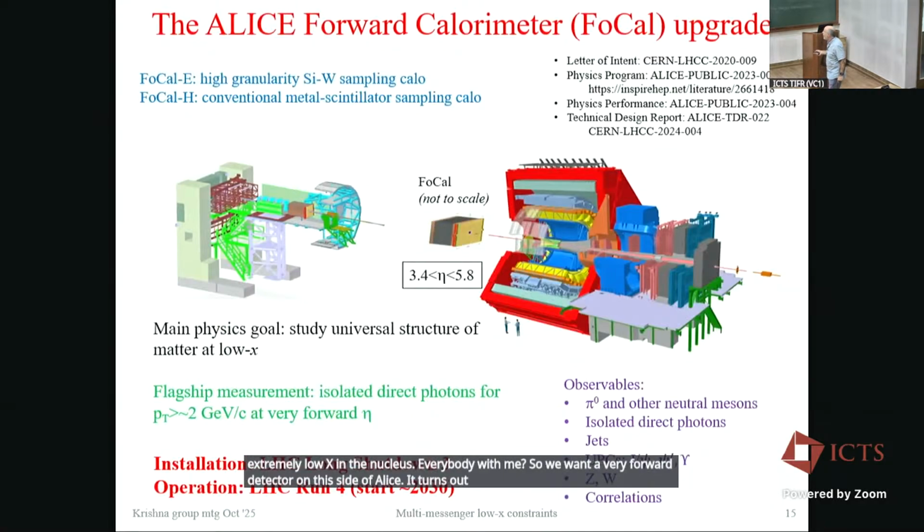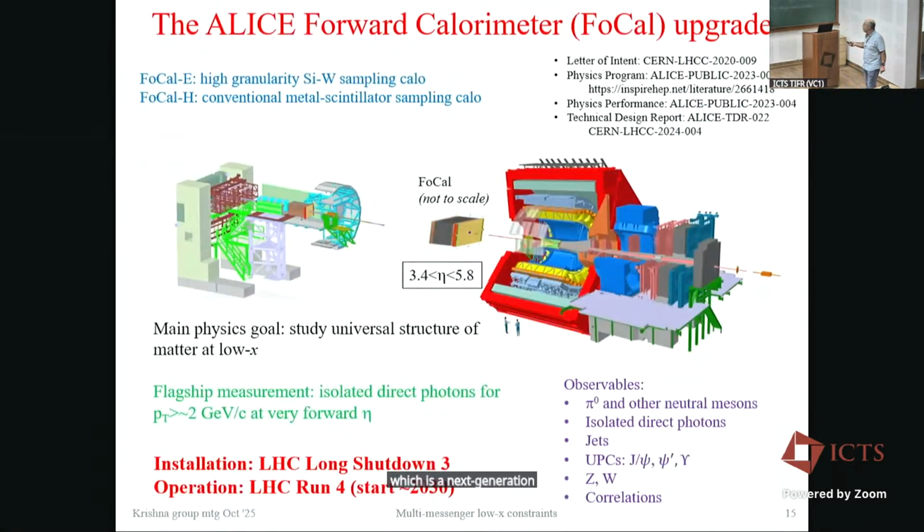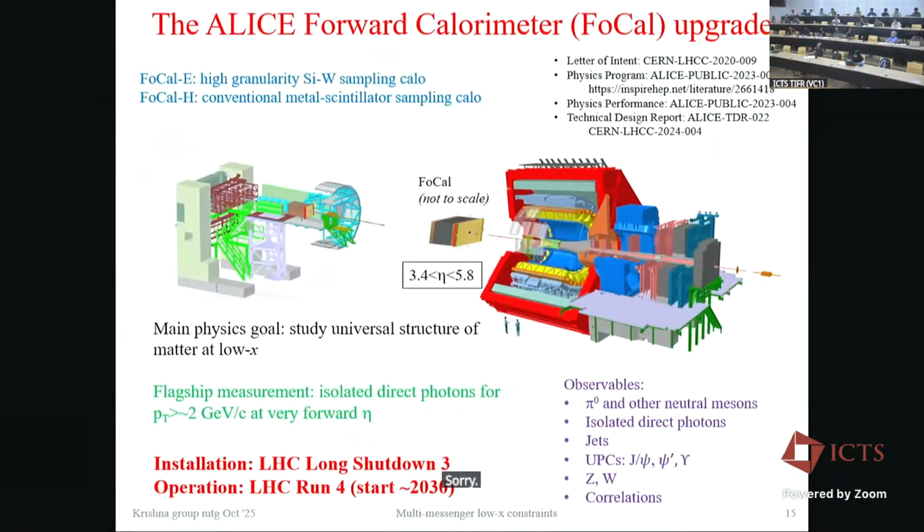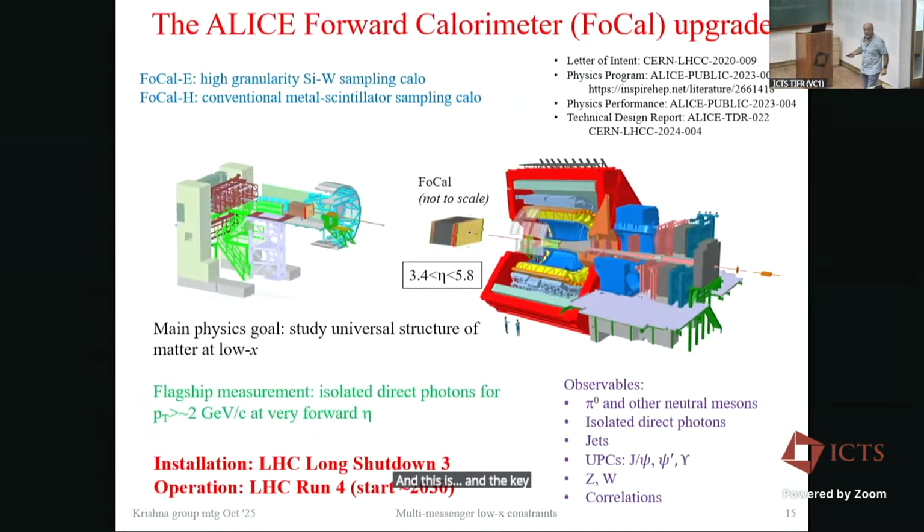And the so-called FoCal, forward calorimeter, which is a next generation high granularity silicon-tungsten sampling calorimeter, extremely fine granularity. Yeah. Sorry? Is it the same zero-degree calorimeter? Same as the zero-degree calorimeter? No, it's a completely new calorimeter. Completely new calorimeter. And the key is silicon-tungsten sampling with very fine pixels.